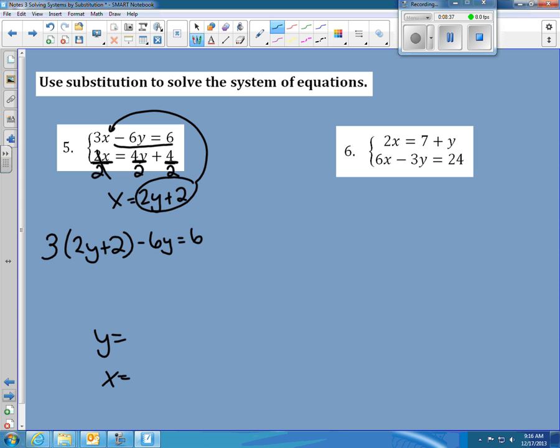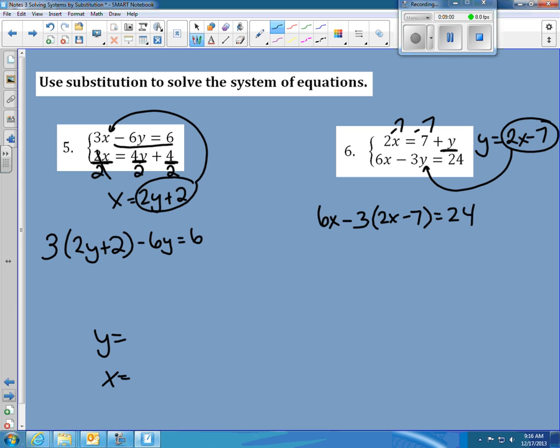Now, what are you going to do with problem 6? Well, problem 6 luckily saves us. We have y by itself. So we're going to subtract the 7, and we end up with y equals 2x minus 7. That gets plugged in for the y down here. 6x minus 3 times 2x minus 7, and then continue on the equals 24. Pay close attention when you do this one. It is a negative 3 that you will be distributing through. So again, for problem 6, solve for x, and then plug that back in and solve for our y.